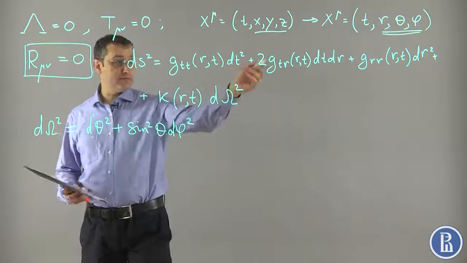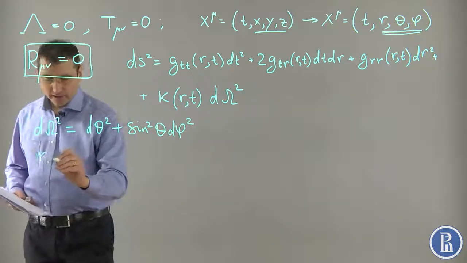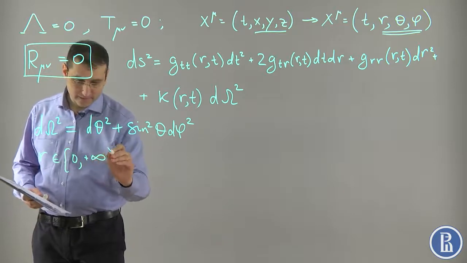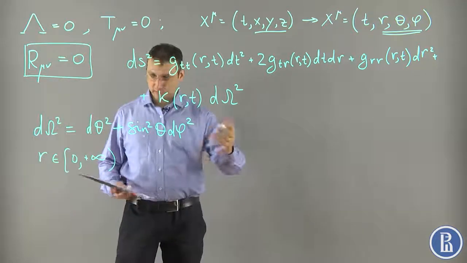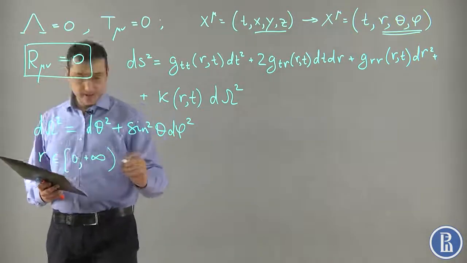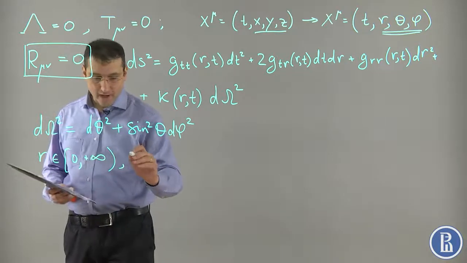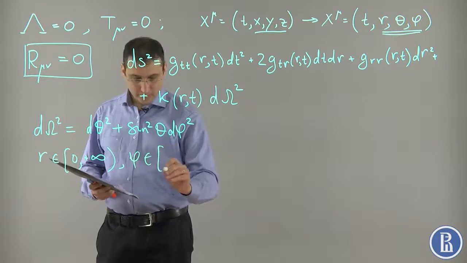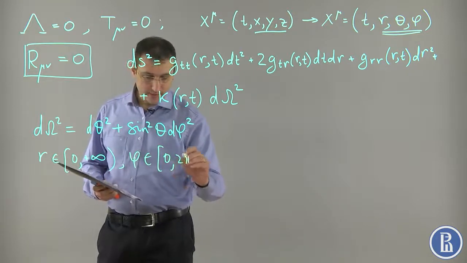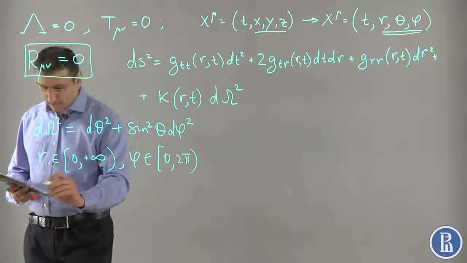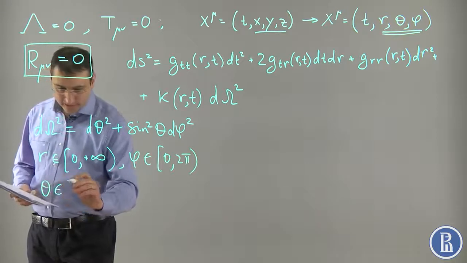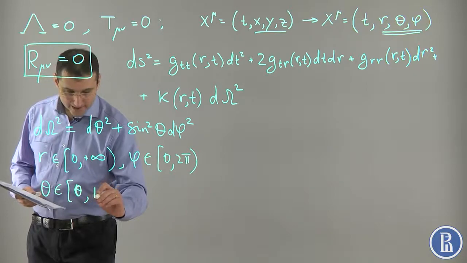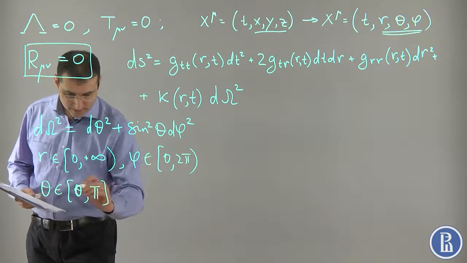The range of validity of r is from 0 to plus infinity. So it ranges from 0. This is the radius. The range of validity of phi is, as usual, from 0 to 2 pi. And the range of validity of theta is from 0 to pi. This is important.